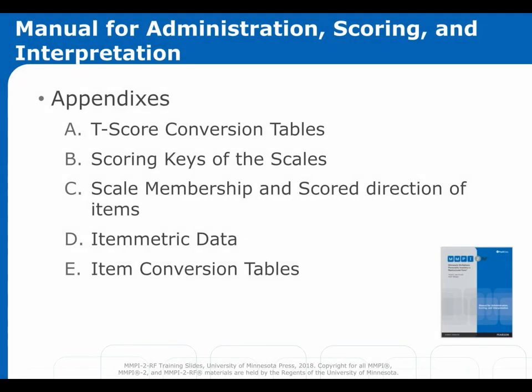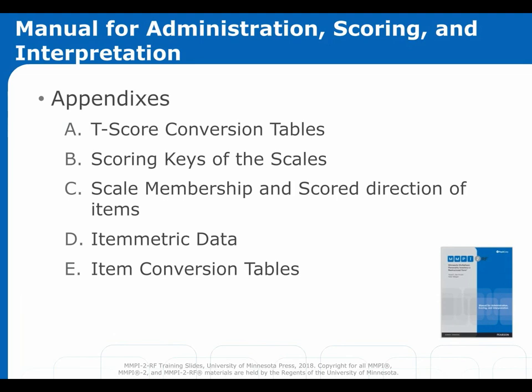The Manual for Administration, Scoring, and Interpretation also has several appendices that provide information about the instrument. Appendix A provides T-score conversion tables for each of the scales. Appendix B has scoring keys for each of the 51 scales. Appendix C contains a list of all 338 items of the restructured form, as well as tables that describe which scales of the RF these items are scored on and in what direction.